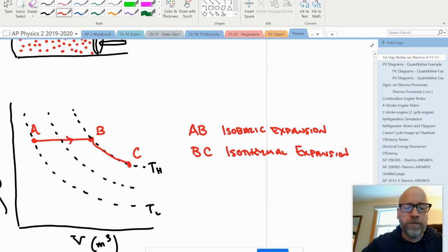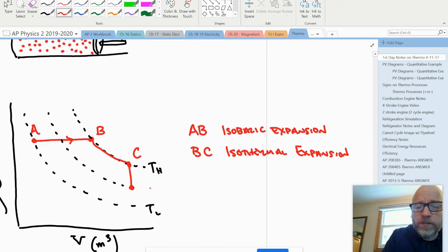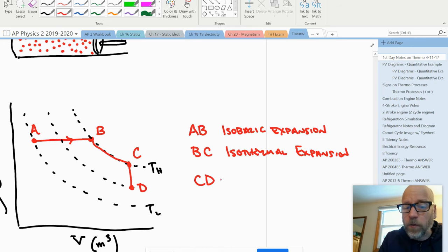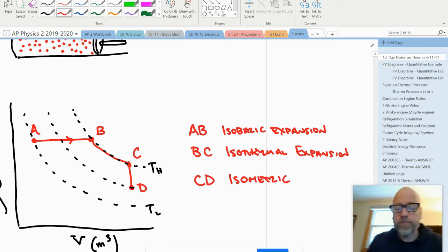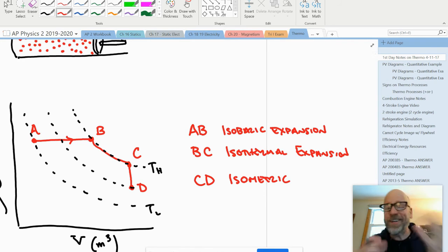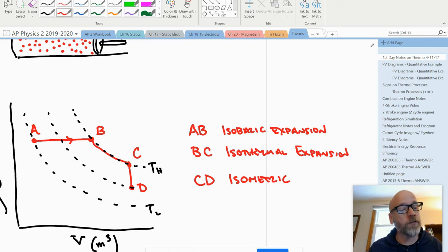Next, what if it drops down to a lower temperature, and in CD, that's going to be isometric expansion or contraction? Neither. Nice, guys. Good. Because the volume stays the same. It's just isometric. But because the pressure went down, the temperature also had to decrease.